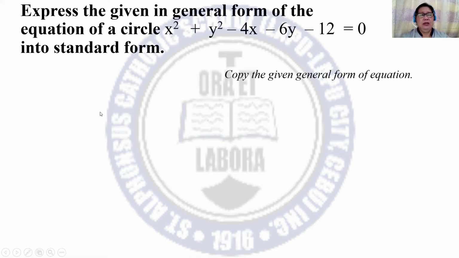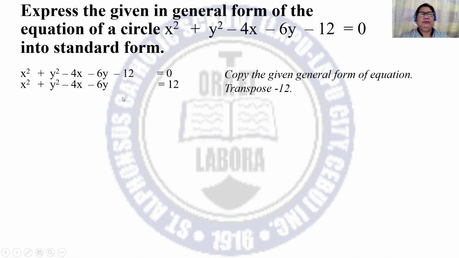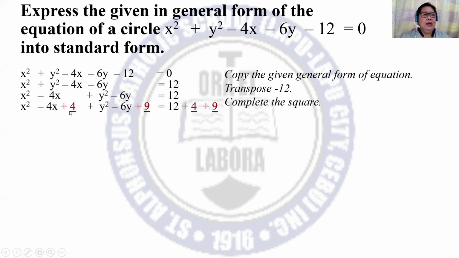First, copy the general form of the equation, and then you transpose negative 12. And then we have to complete the square. So first, we have to copy x squared together with negative 4x. Then you leave a space. Then copy y squared followed by negative 6y. Then you leave a space for the third term, equals 12.